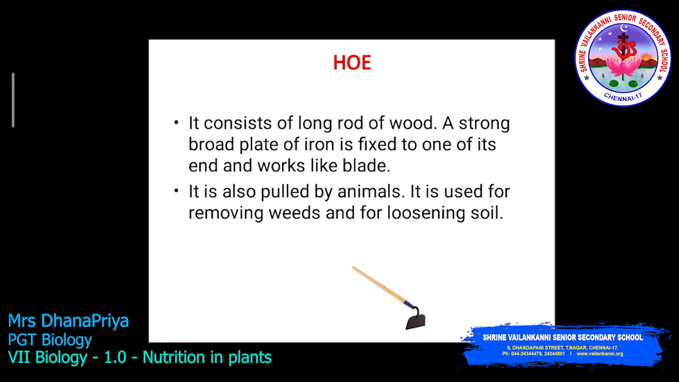Hoe. It consists of a long rod of wood. A strong broad plate of iron is fixed to one of its ends and works like a blade. On the wooden side you can handle it with your hands, and the other side works like a blade. It is also pulled by animals. It is used for removing weeds and for loosening soil. What is meant by weeds? Weeds are unnecessary plants. When you are cultivating a crop like wheat, any plants other than wheat are considered weeds.